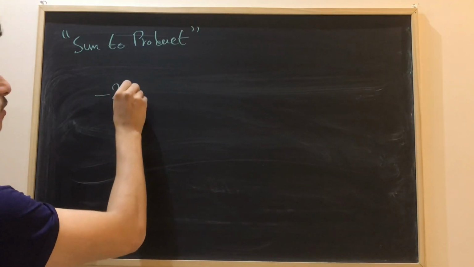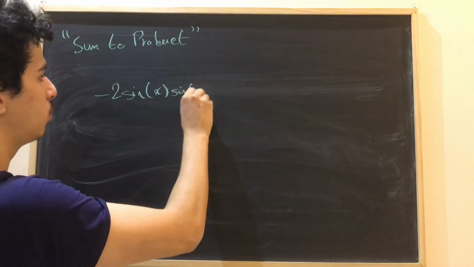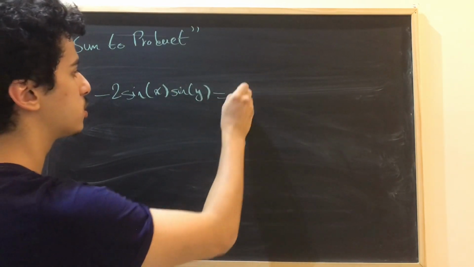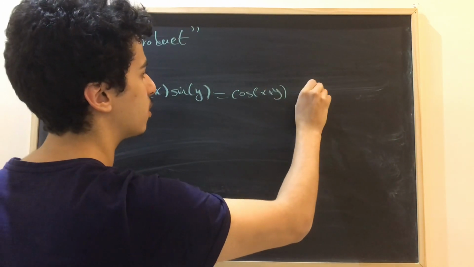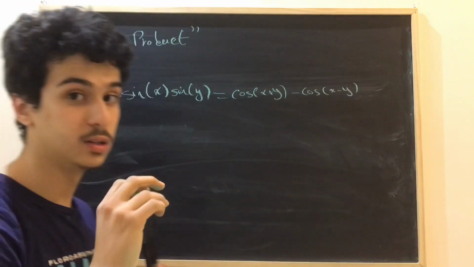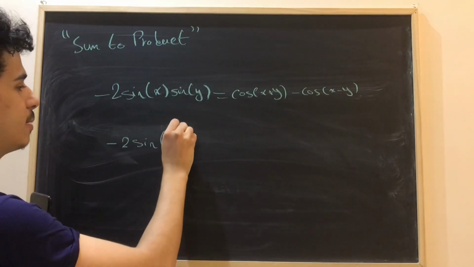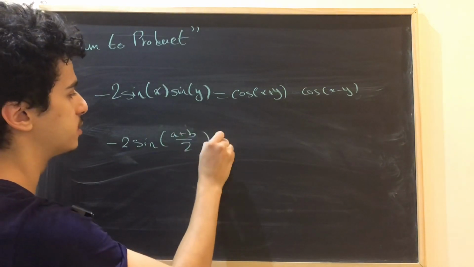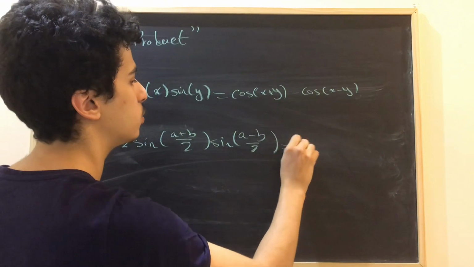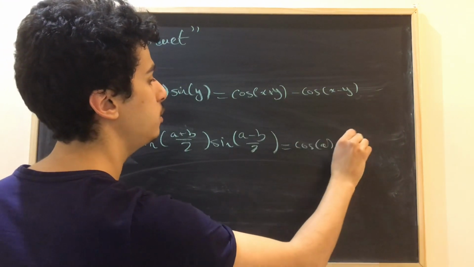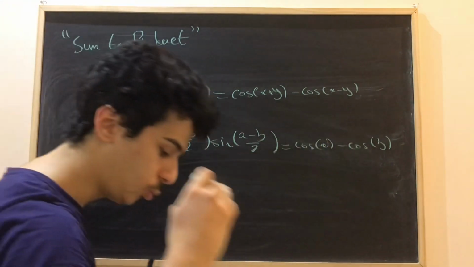Negative 2 sine of a, or sine of x, I just switched variables midway, at the end, equals cosine of x plus y minus the cosine of x minus y. The same exact procedure. Negative 2 sine of a plus b over 2 times sine of a minus b over 2 is equal to the cosine of a minus the cosine of b. And that's it. We're done.